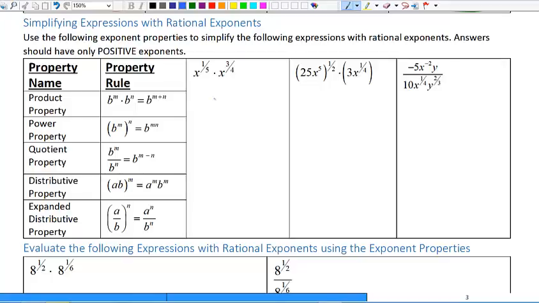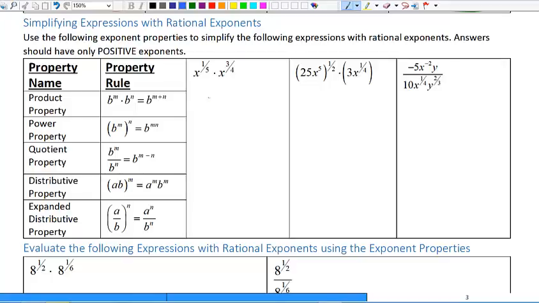Next, we will be simplifying expressions with rational exponents. So this time we have expressions, meaning we'll have x's and y's in it. I want you to use the following exponent properties that we've used in the past to simplify the following expressions with rational exponents. Now, don't forget that all of your answers should have only positive exponents.